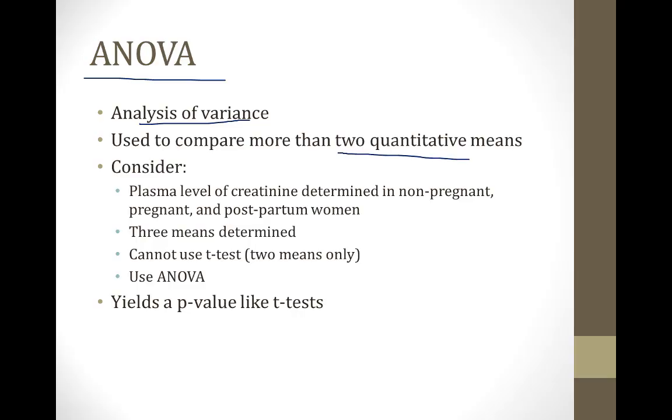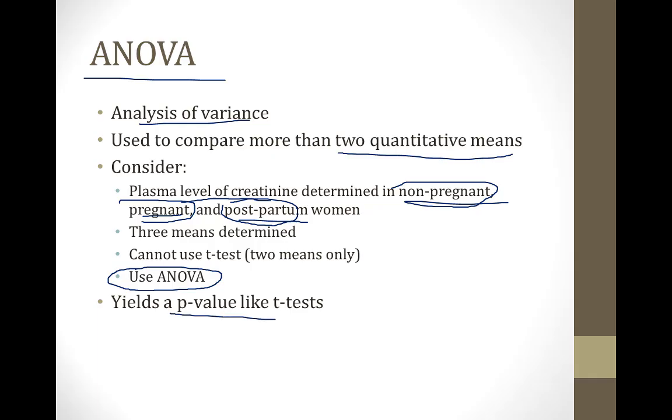It's used to compare more than two quantitative means. So suppose, for example, that we had a research study where they measured plasma levels of creatinine in non-pregnant, pregnant, and postpartum women. So there are three groups here: the non-pregnant group, the pregnant group, and the postpartum women. So you can't use a t-test when there are more than two groups. You have to use the ANOVA because we have three groups here. And the ANOVA test yields a p-value just like t-tests, and you can interpret it in a similar manner.